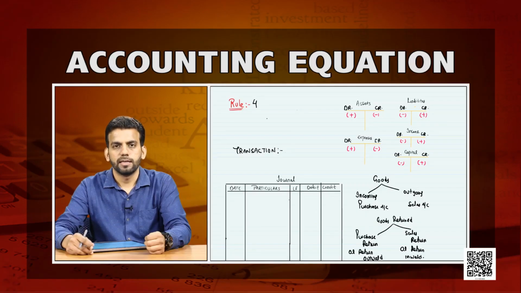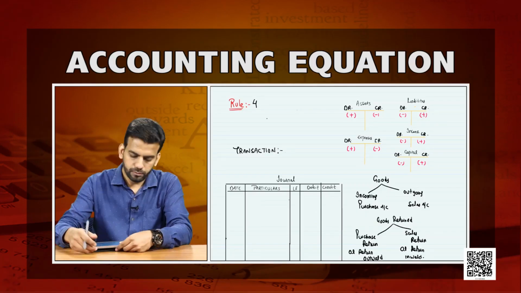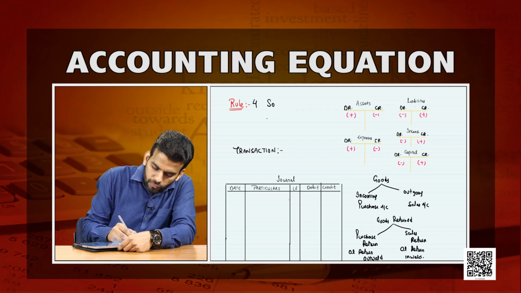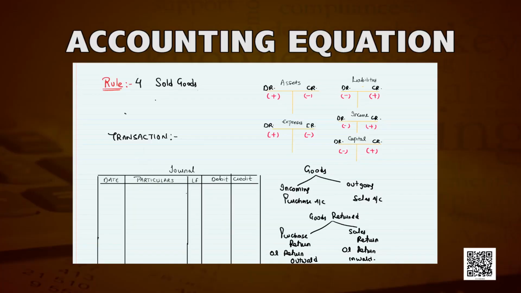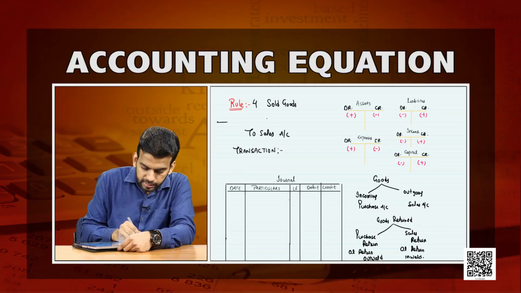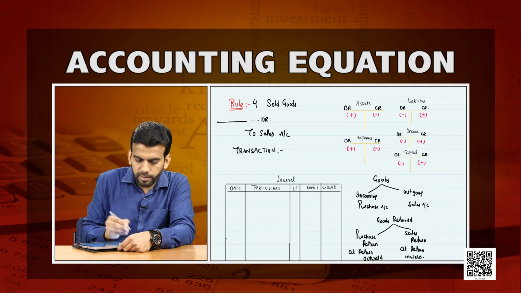So, students, let us start with rule number 4. Rule number 4 is for selling goods. Whenever we find the sentence sold goods in the transaction, the rule says sales account is credited. The way purchase account was getting debited, in this rule sales account is going to be credited. This is for sure. And the second concerned account would be debited. Am I clear? Let us understand this by an example.